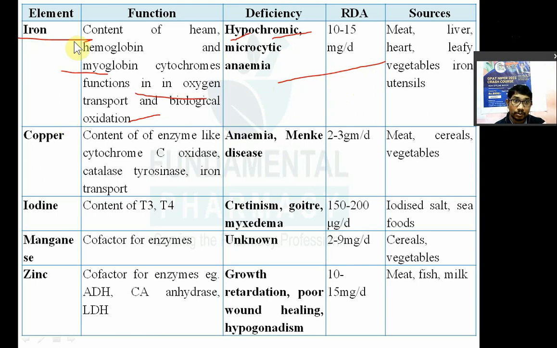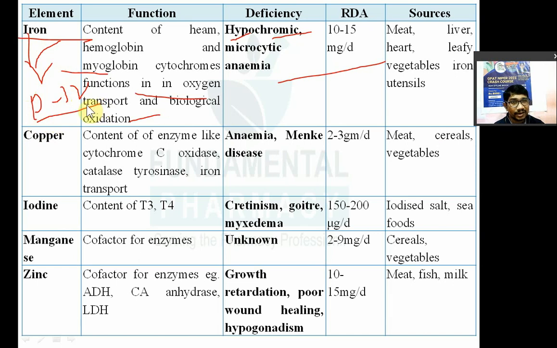And if there is poisoning of iron, which occurs most commonly in children, what is the antidote, anybody? What is the antidote for iron poisoning? Desferrioxamine. Desferrioxamine is given intravenously. It is an iron chelator. I have given it in the book.